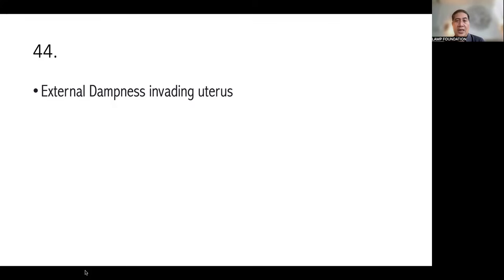External dampness invading the uterus. There's acute onset of painful period, excessive vaginal discharge. The tongue is white, thick, and sticky. The pulse is slippery. Very good.